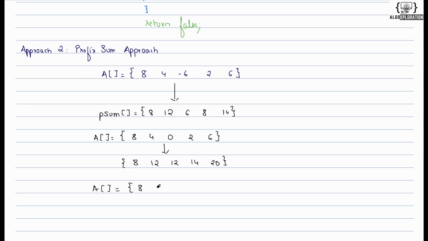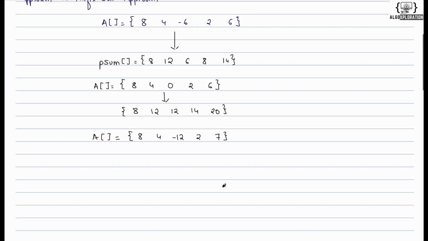We have 8, 10, 4, minus 12, 2, and 7. Now if we observe, we can see that if we find the sum of this subarray, it results in 0, right? 8 plus 4 is 12, 12 minus 12 will be 0. Now if we try to find the prefix sum, it will look like this: 8, 12, 0, then 2, and then 9, right?